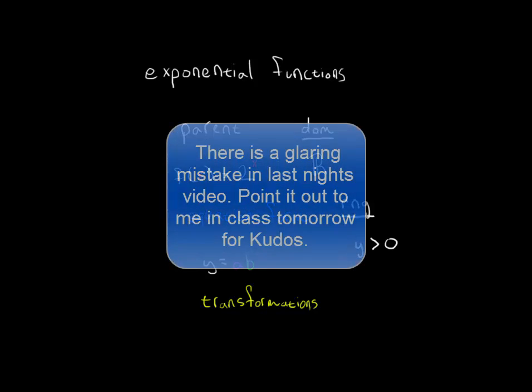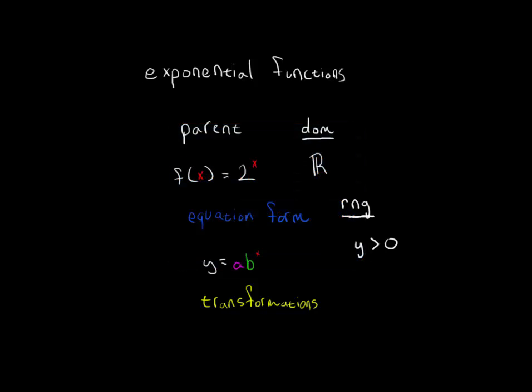So in this video, we're going to talk about changes to the exponential function in the values of a, as opposed to the values of b, like I did in the last video and like we did in class. So this is right where we left off. We can see the parent function there, the domain and range of the parent function, and then the equation form that we're using, a times b to the x.